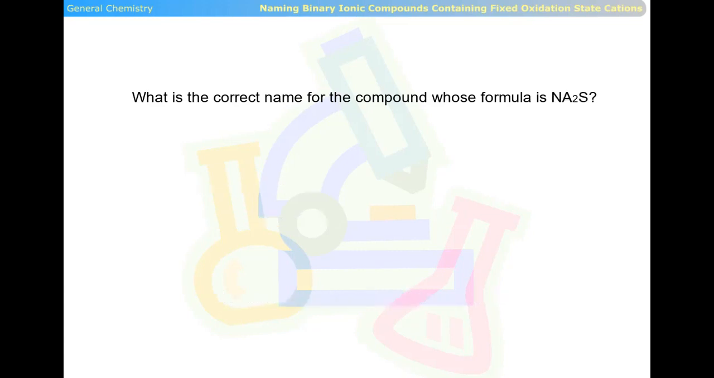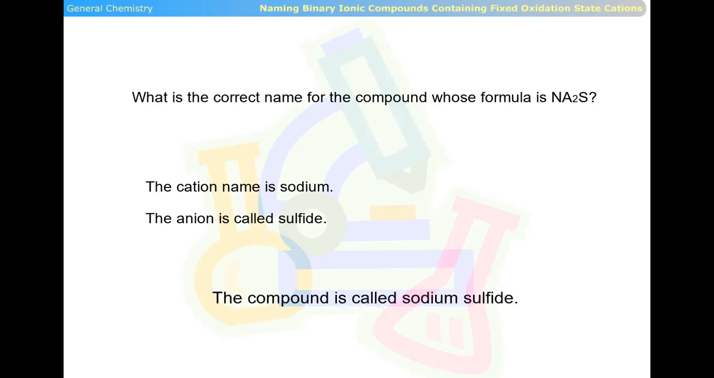What is the correct name for the compound whose formula is Na2S? The cation name is sodium, and the anion is called sulfide, so the compound is called sodium sulfide.